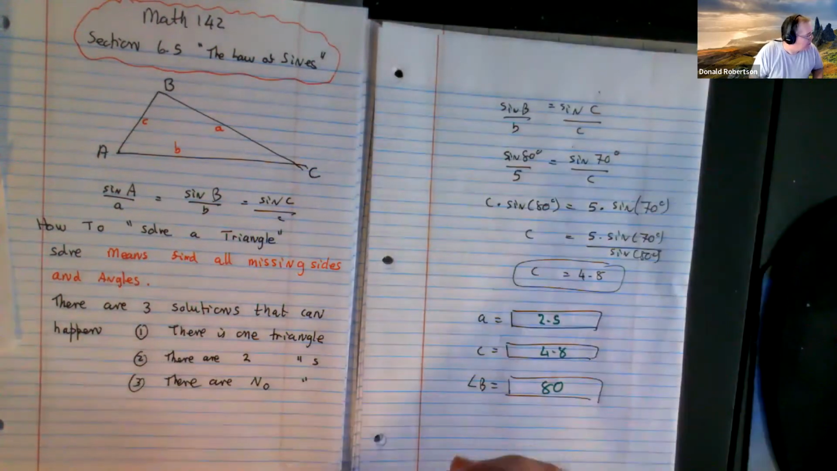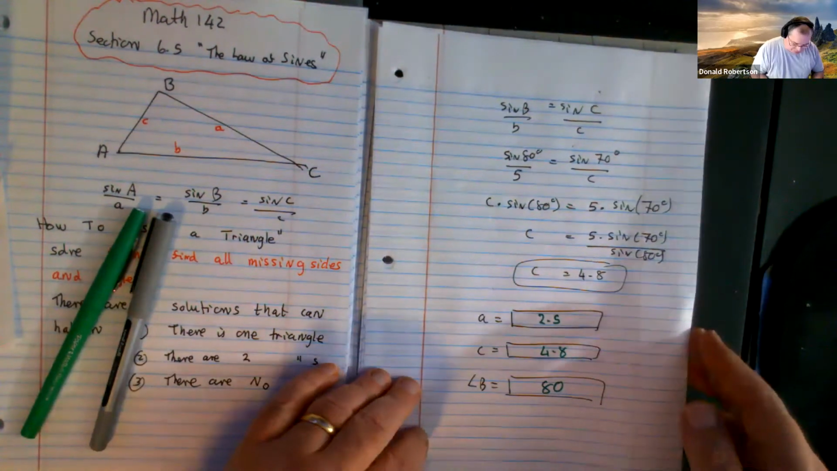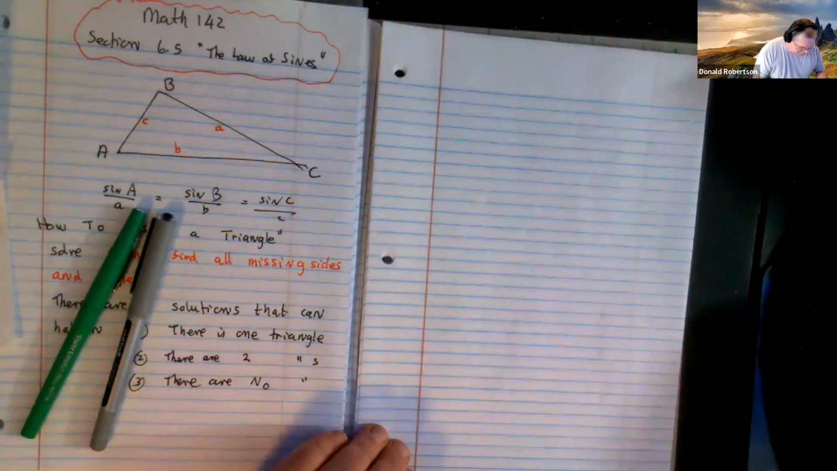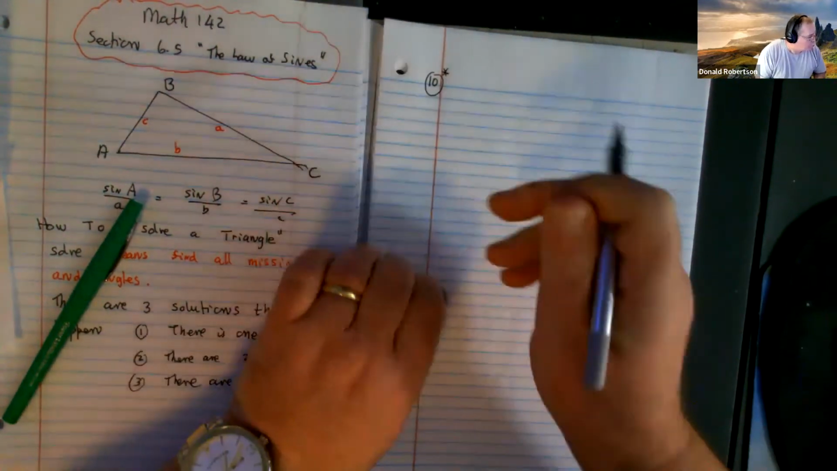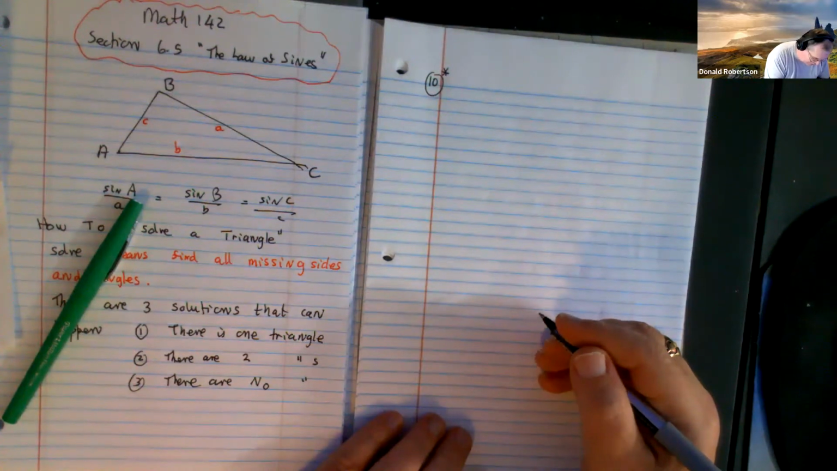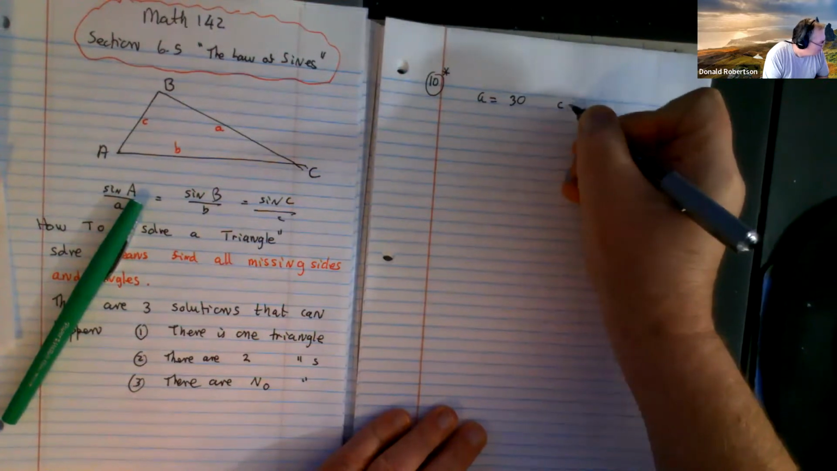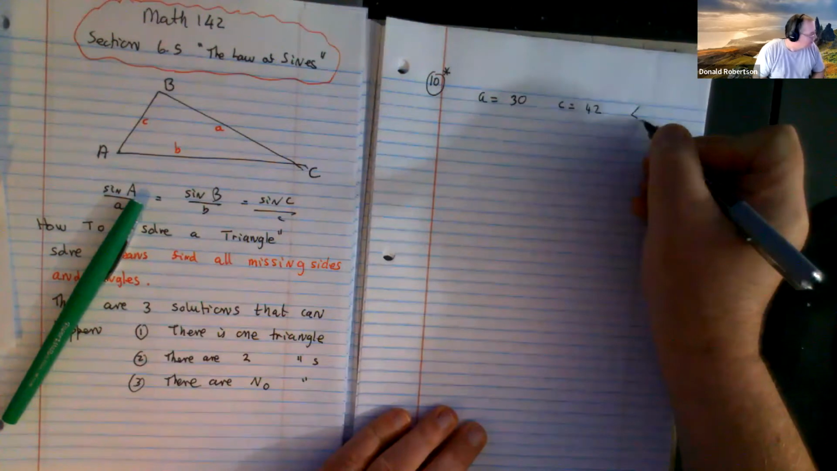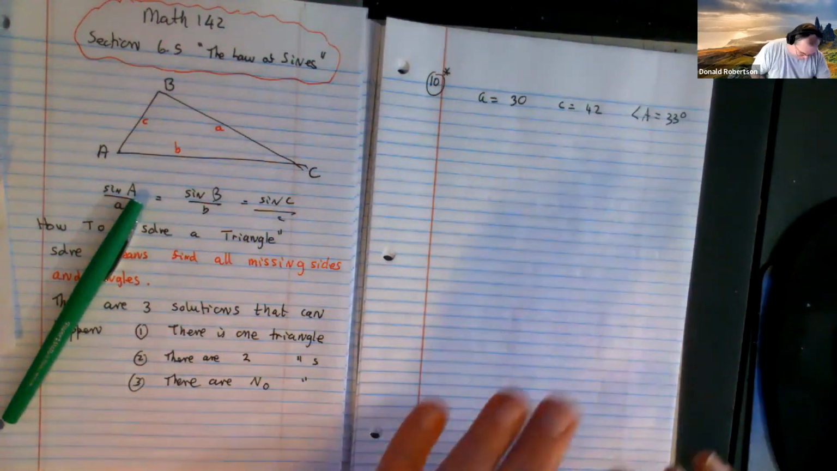Let's pick one with 2 solutions in. So this one is a version of question 10. We are told that little a is going to be 30, little c is going to be 42, and angle A is going to be 33 degrees. And the way the question's set up, this is going to have 2 solutions.